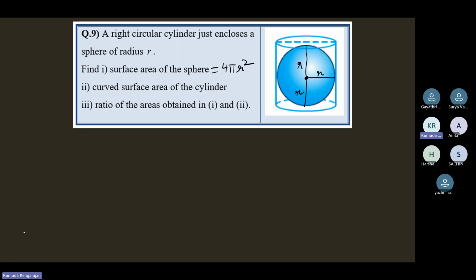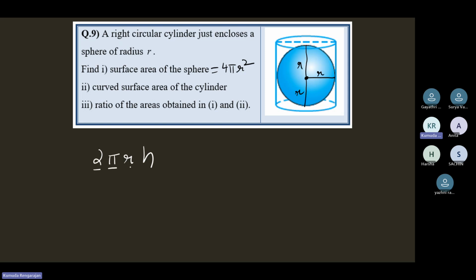Cylinder we have seen last year. In class 8, we have seen cube, cuboid, and cylinder. Among plane figures, we have seen circles, triangle, parallelogram, rhombus, trapezium, kite, and of course square and rectangle. Among solids, we have seen cube, cuboid, and cylinder last year. The curved surface area of a cylinder is given by the formula 2 pi r h.